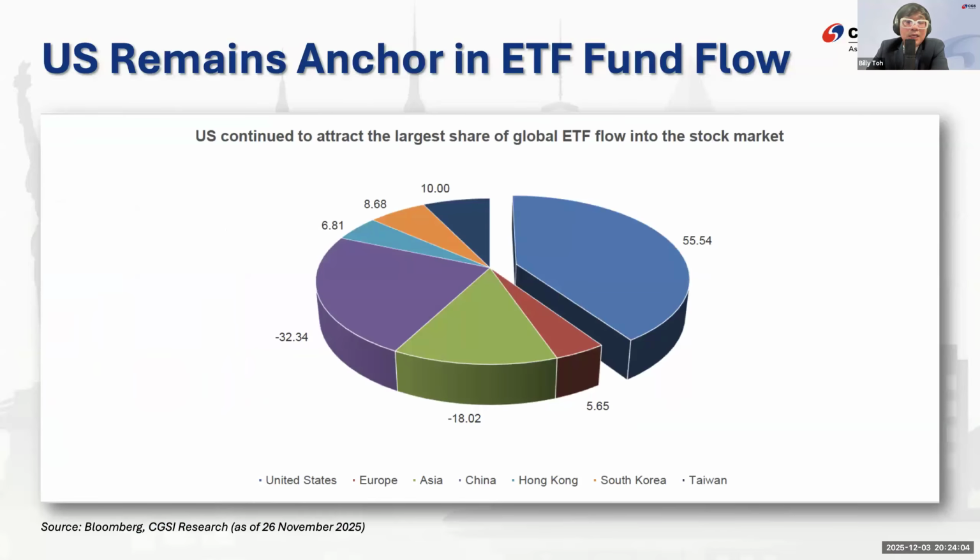Now, this slide, meanwhile, tells us one of the reasons why we are confident of the US market. If you look here, the US continues to attract the largest share of global ETF flow, about 55.5%, going into the US market. So you're seeing that despite some of the uncertainties or concerns in the headlines, the US continues to remain the most compelling risk-reward profile, at least for long-term investors.